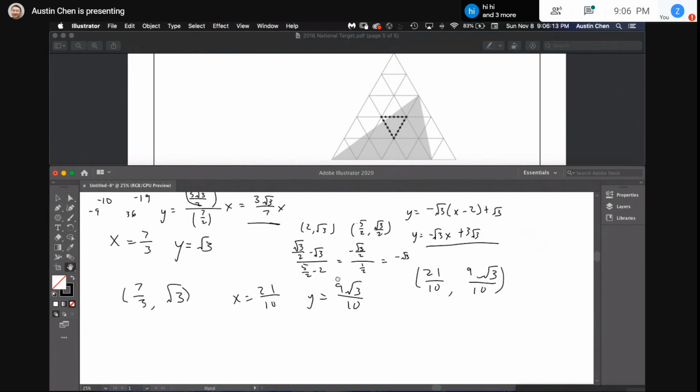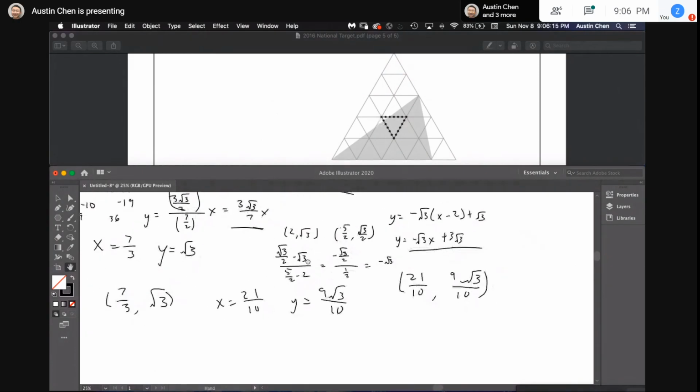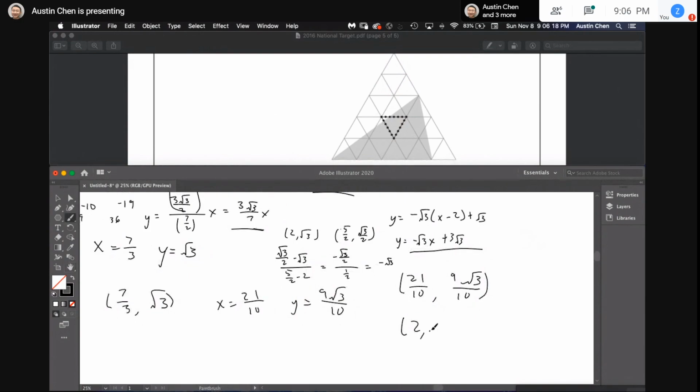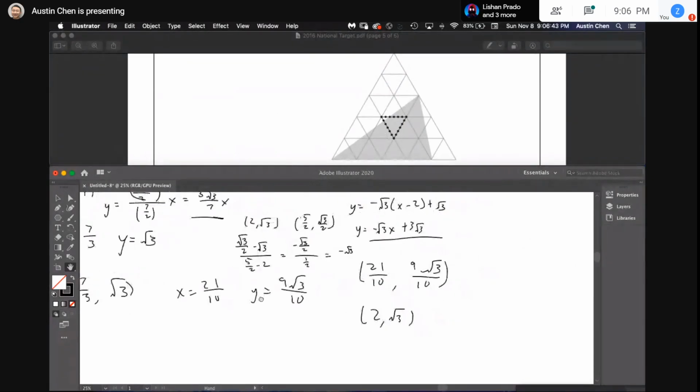And then that point right there is just what? It's (2, root 3), right? So then we have the 3 points of this tiny triangle right there. So we can use the shoelace theorem to find the area of that small triangle. And then we can divide the area of that small triangle by the big triangle and subtract that from 1, right? To find the ratio of the shaded region to the big triangle. Yeah. So then just apply the shoelace theorem, right?